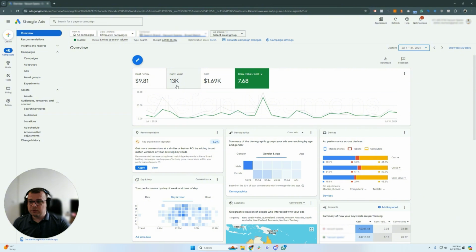But still, this is 13K in value delivered that the client would otherwise not get, because it has gone past the exact and phrase match brand keywords, which are already protected. So we have effectively created 13K in additional revenue using a very simple method, which is broad automation for brand.